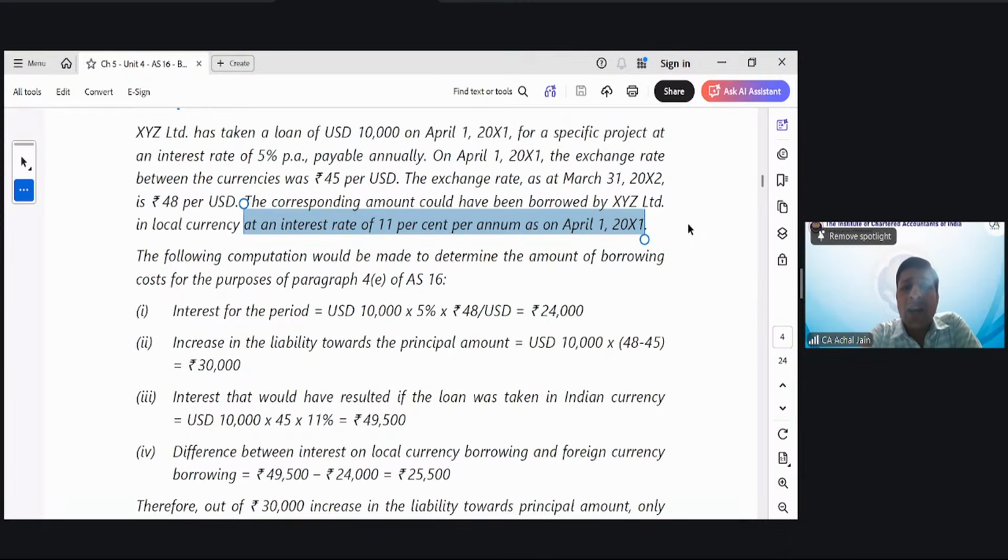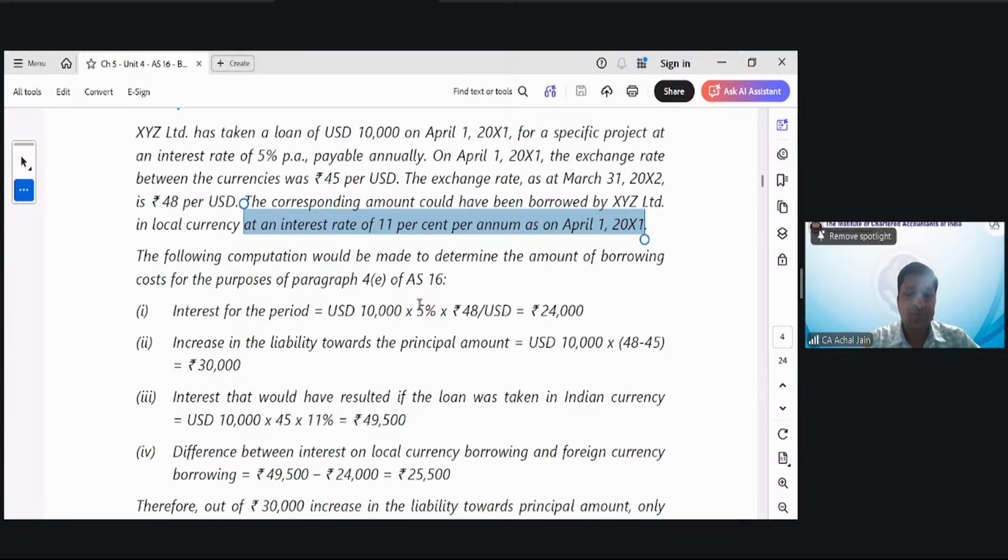We will calculate the amount of interest on the loan. So how do you compute that? USD 10,000 into 5% multiply with conversion rate. So that's how you will compute the interest for the year. So the interest for the year comes out to 24,000. This is the actual interest. Please understand, this is the actual interest.